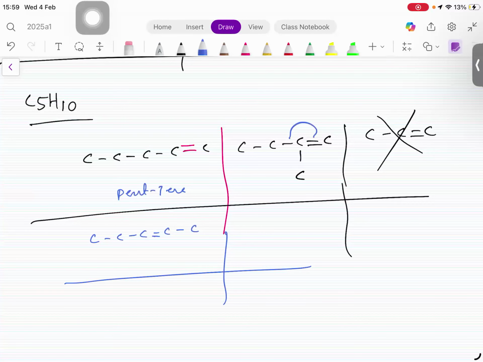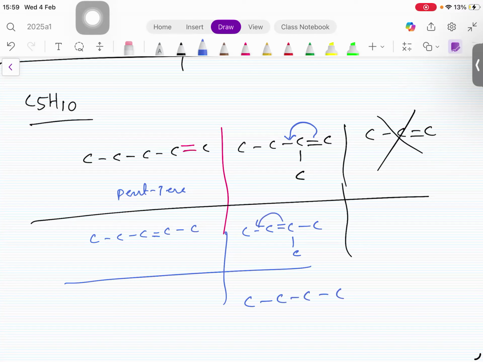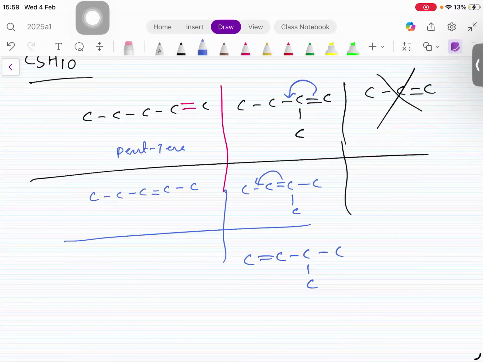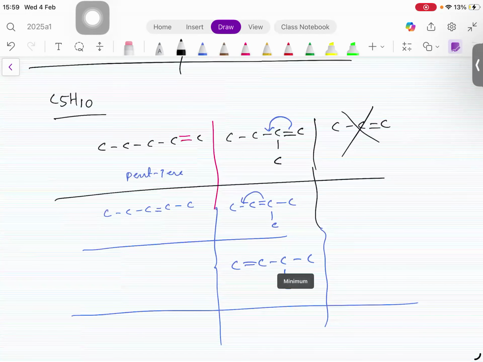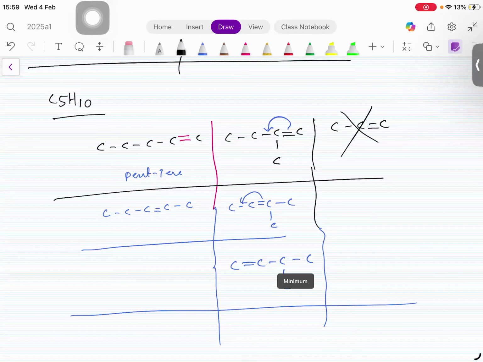What about this? If I switch it here, that was 2-methylbutene. What is this? 2-methylbutene. I can switch it one more here. This will be 3-methylbutene. 3-methylbutene. I can't make a 3 carbon chain and put 2 carbons on the branches. 5 carbons I have to put now.